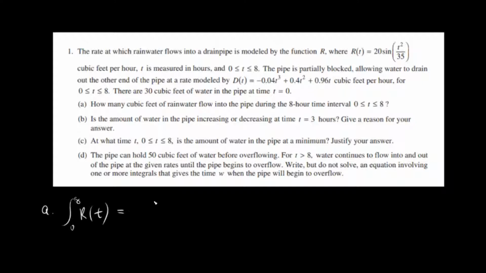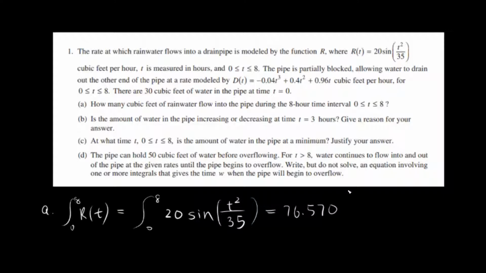So this would be equal to the definite integral from 0 to 8 of 20 times sine of t squared over 35. Because question 1 is a calculator problem, all you would need to do is insert this expression into your graphing calculator to get 76.570.